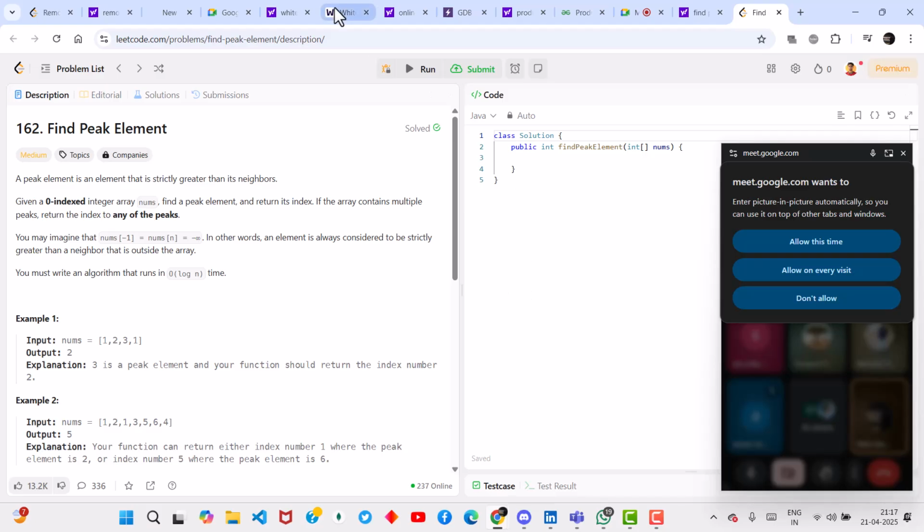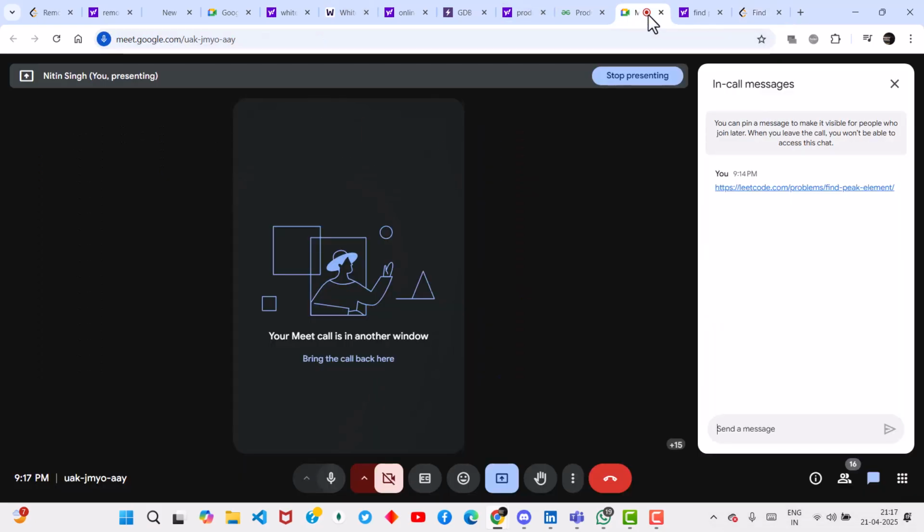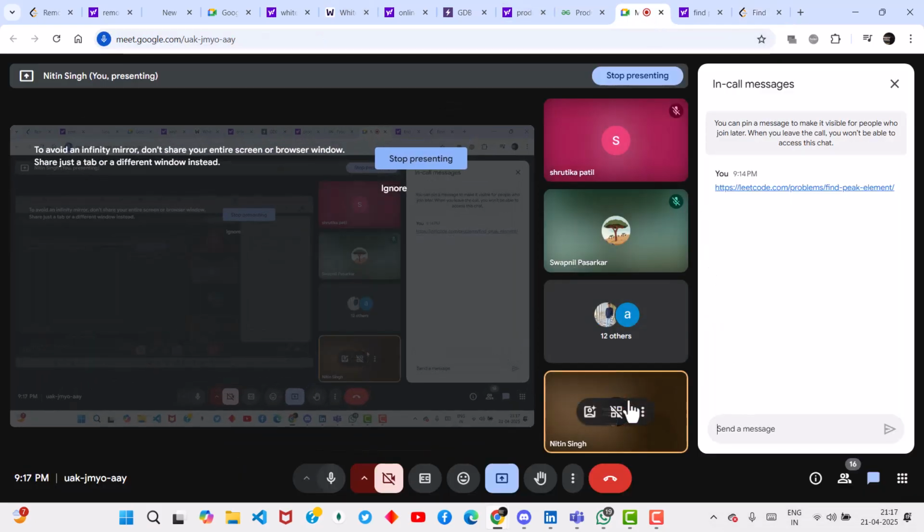All right. Swapnil, can you unmute yourself and tell me what we have to do exactly? Just explain the description part of this question. Swapnil, Shrutika, anyone who is done with the description part of this question, please unmute yourself and tell me what we have to do. Like what's been written in that question? Anyone?